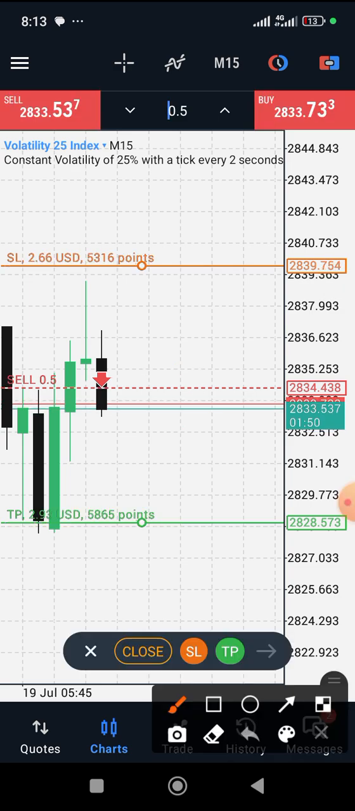So for this particular trade, where I put my money on the fact that the market is coming downwards, I sold this Volatility 25 Index at a particular price, which is 2834.438. I sold it at that price. I said that from this price the market should come downwards.